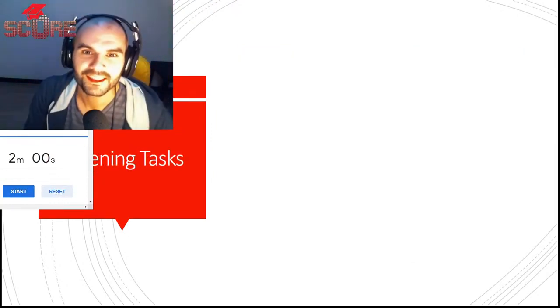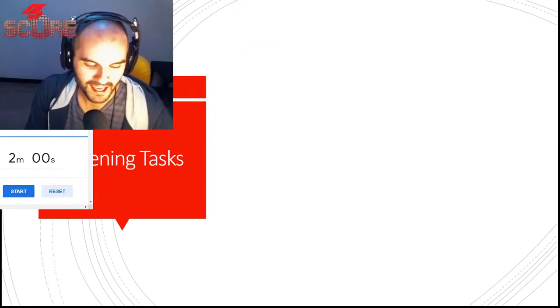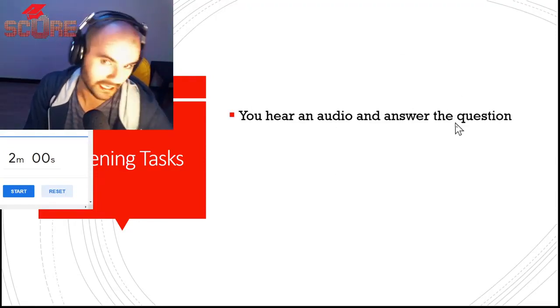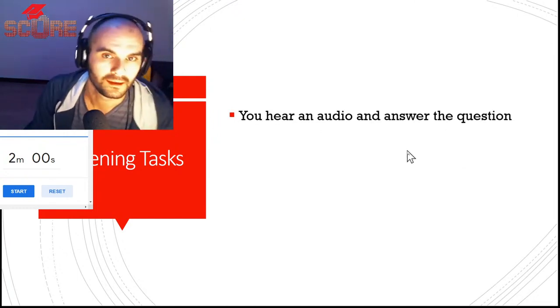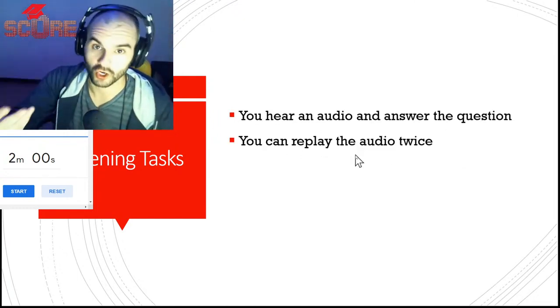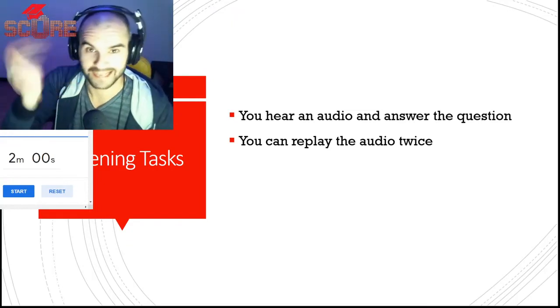Boom. The Duolingo test has the same kind of exercise. It has an exercise where you get an audio and answer a question, and that's it. You can replay the audio twice. It will start playing when you advance to that question.